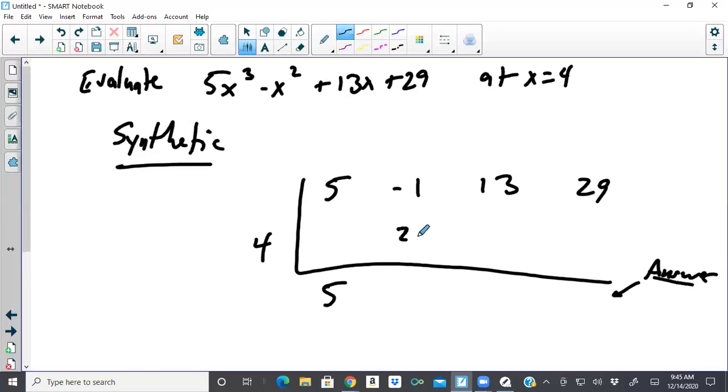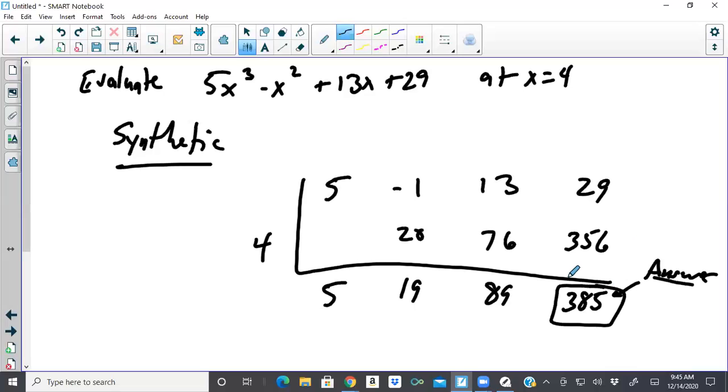4 times 5 is 20. -1 plus 20 is 19. 19 times 4 is the same thing as 76. Add those together and I get 89. And then this is the only downfall because I do have to use my calculator for things like this because that number is too big for me to do in my head. So I get 356. And then I'm going to add 29 and I get 385. This is the answer you get when you plug in 4 to that problem.